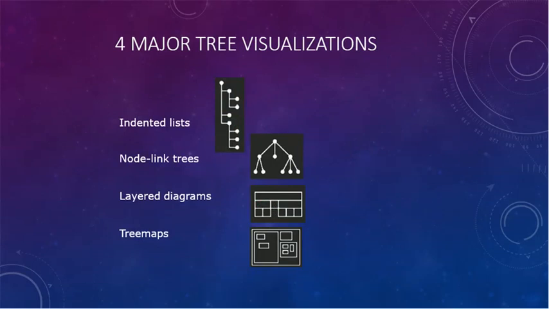Trees are also similar to graphs, and we can differentiate between graphs and trees by four major tree visualizations. Number one, we have the indented list, then node-link trees, then layer diagrams, and tree maps.